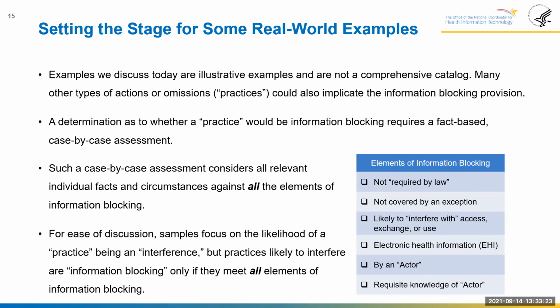And please remember, as we go through these samples, for ease of discussion, we're going to focus mainly on likelihood of practices being interference. But again, practices likely to interfere would be information blocking only if they meet all the elements of information blocking. They're not required by law. They're not covered by an exception. They're likely to interfere. They affect EHI. They're done by an actor, so they're done by somebody covered by the regulations. And the actor engaged in the practice had the requisite knowledge for what they did to be information blocking. Next slide, please.